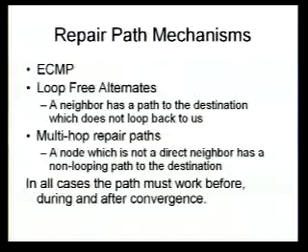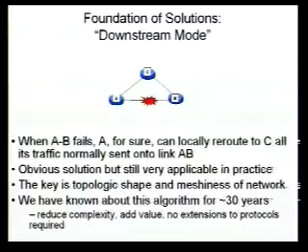The repair path mechanisms really are pretty straightforward. Today we have equal cost multipath, which is known. We've got loop-free alternates, when a neighbor has a path to the destination which doesn't loop back to us. We've got multi-hop repair paths, when we can send traffic to a non-directly adjacent neighbor, but if the data was to be received there, it would naturally flow downstream. But in all cases, the path has got to work during and after convergence.